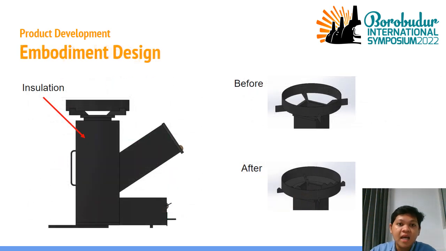At the embodiment design step, we turn the alternative option that has been previously selected into a 3D CAD design. Insulation with ceramic fiber material is added around the outer wall of the stove combustion chamber. The thickness of the insulation itself is 30 mm, adjusting to the thickness of finished material on the market. And we also changed the design of the existing port skirt.